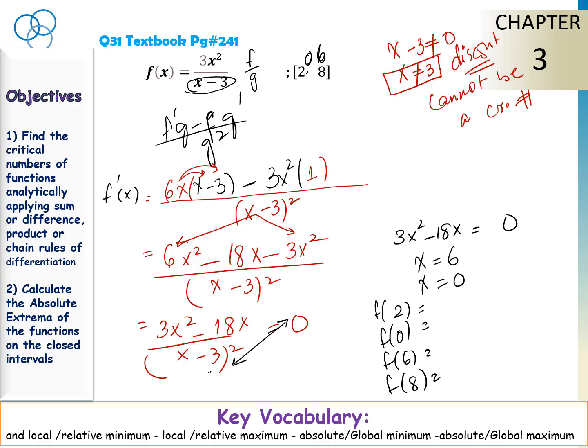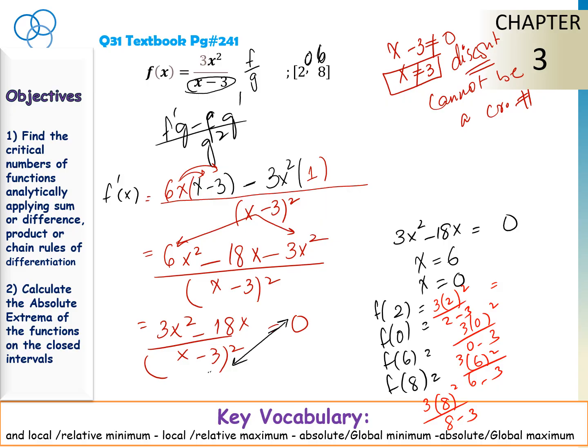So you will have 3 times 2 squared over 2 minus 3, 3 times 0 squared over 0 minus 3, 3 times 6 squared over 6 minus 3, or 3 times 8 squared over 8 minus 3. One by one write in the calculator.